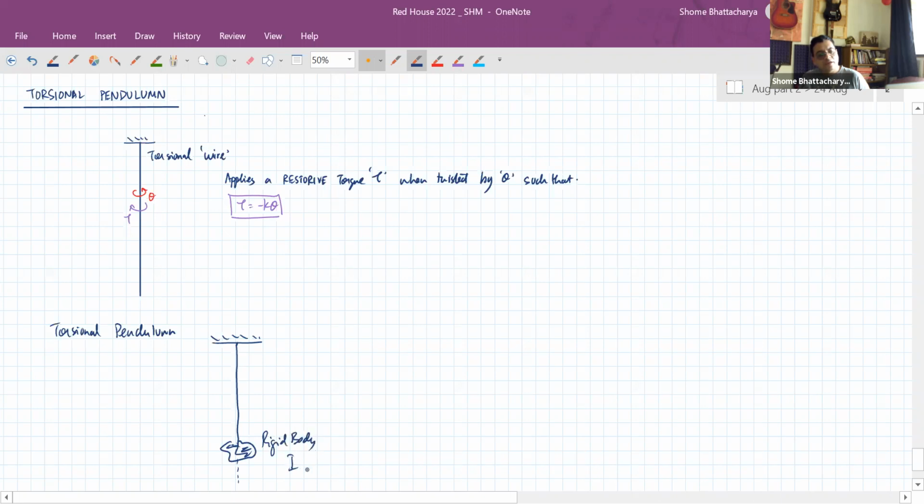Of moment of inertia I. So when you twist it through an angle theta, it experiences a torque equal to minus k theta. Now the quantity k over here is called the torsional constant. It is a physical property of the torsional wire.